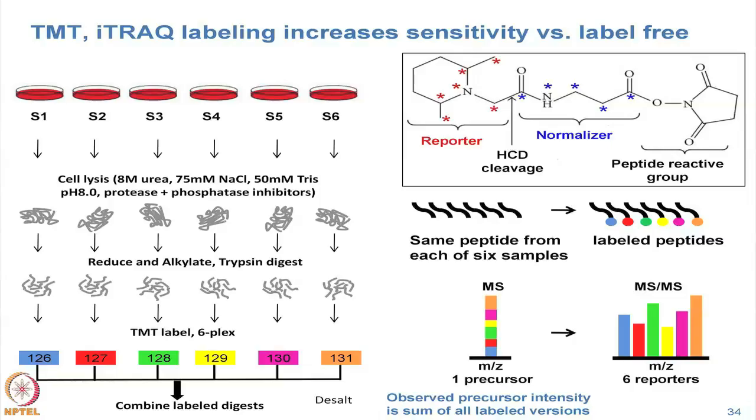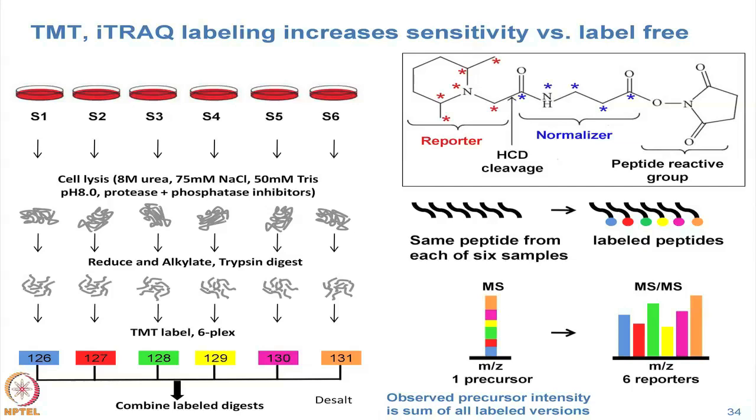This is the chemical structure of the label. Where the asterisks are shown is where you would put C13 or N15. In order to do the labeling, you're going to put in five labels.